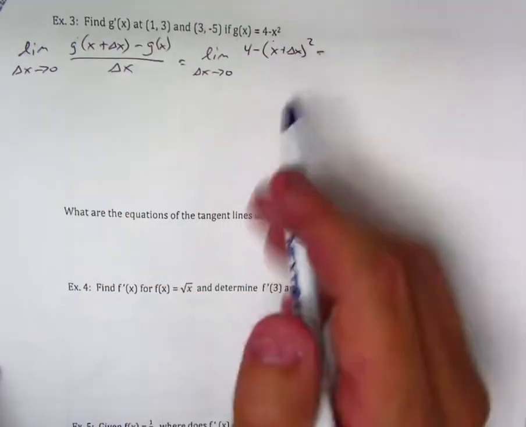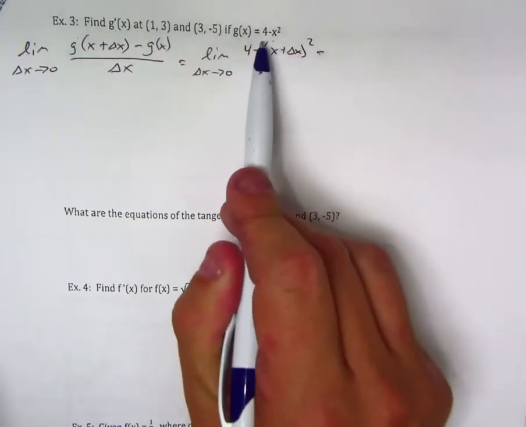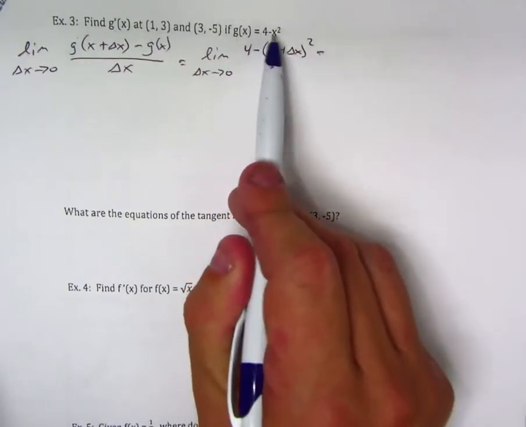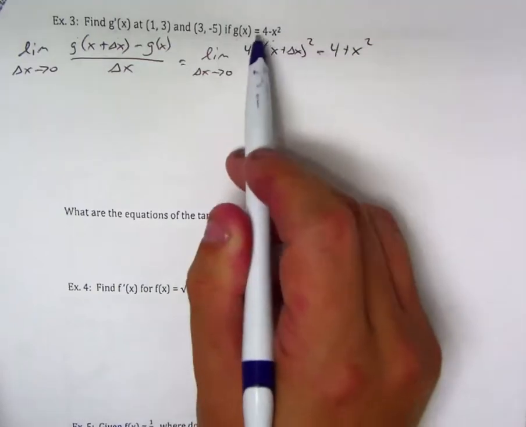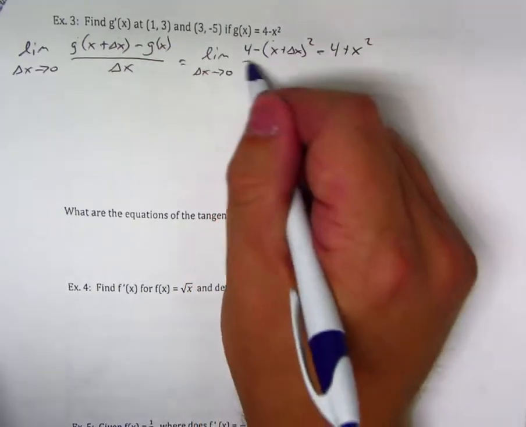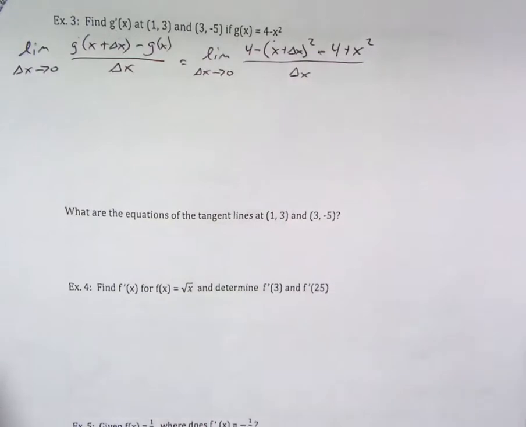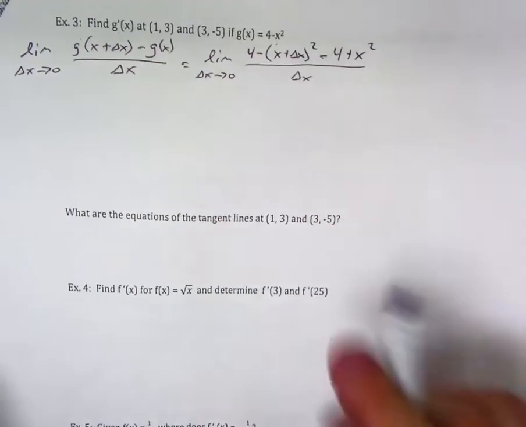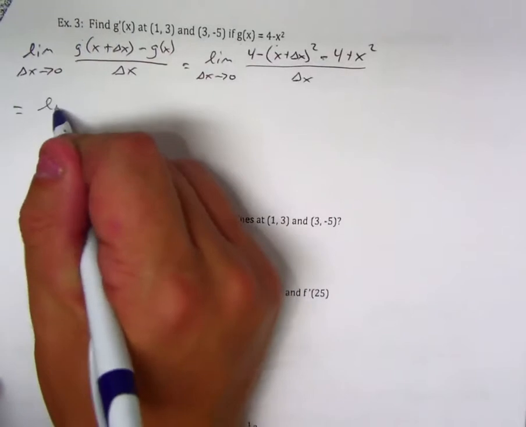So minus, now you could put this in parentheses. I'm going to take a little shortcut, and I know that I'm just going to flip both signs. So minus 4 plus x squared. You're subtracting each of these terms, so it'd be minus 4 plus x squared over delta x. Okay. Well, we can clean this up a little bit. We can square that binomial.